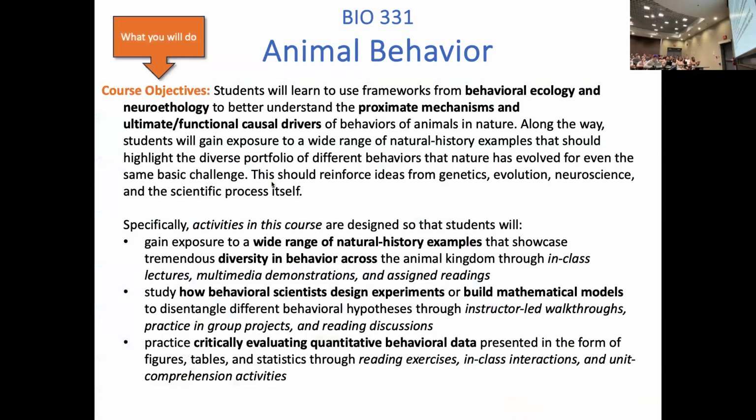Okay, so zooming out, what are we going to do in this class, basically? I'm not going to read through all of this, but basically I'm going to show you a wide range of natural history examples, vertebrates, invertebrates, just a bunch of examples from the animal kingdom that display different types of behavior, and we're going to pick them apart to try to understand what's going on with that behavior along these 4 dimensions that I was just talking about there.